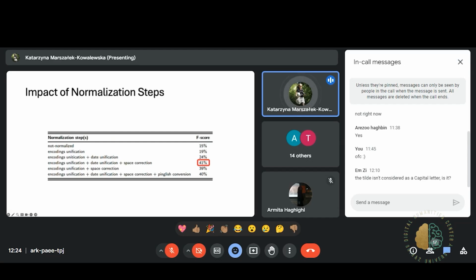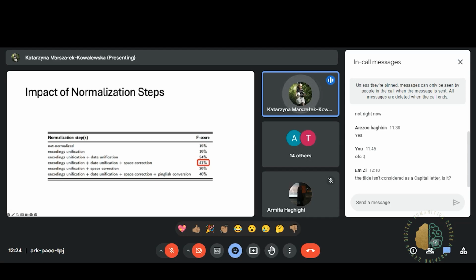And this table presents the various combination metrics, okay? So we have the metrics for the not normalized text. The F-score was just 15%. Then we added the encoding unification. It grew to 90%. When we added the date unification, we got 24. When we added space correction, okay, the results actually skyrocketed to 41%, which is actually a huge spike.